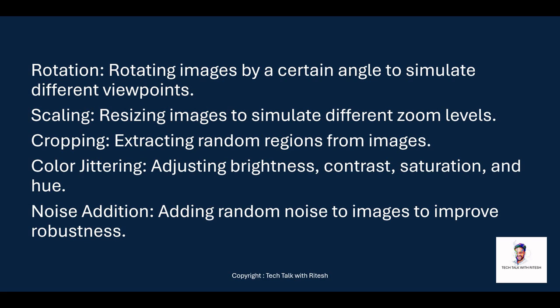Rotating images by a certain angle to simulate different viewpoints. Scaling, resizing images to simulate different zoom levels. Cropping, extracting random regions from images. So for example, I have an image, I am there inside that image, but there are so many people also, but I just want my image. I'll just zoom it, crop my image and get the image. Color jittering, adjusting brightness, contrast, saturation and hue. Noise addition, adding random noise to images to improve robustness.